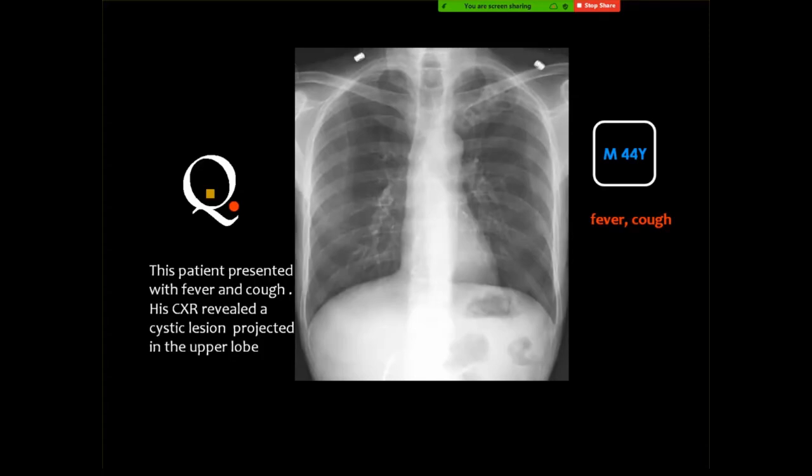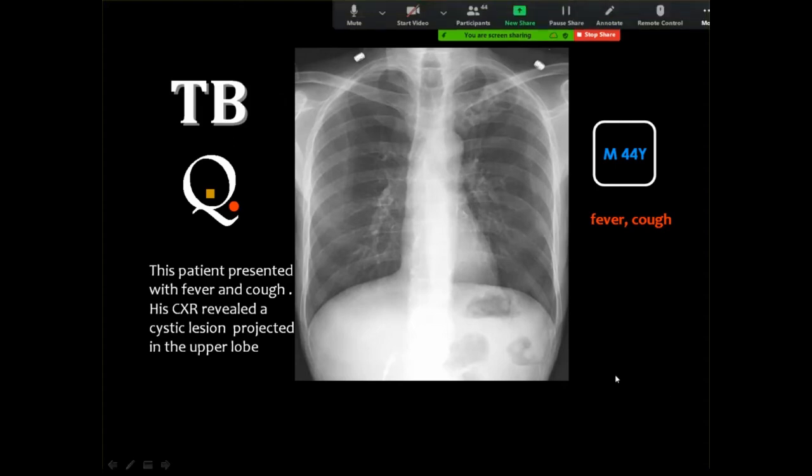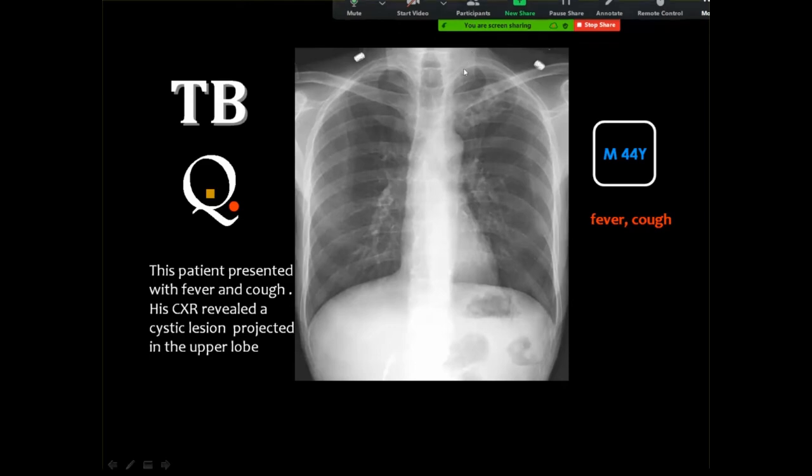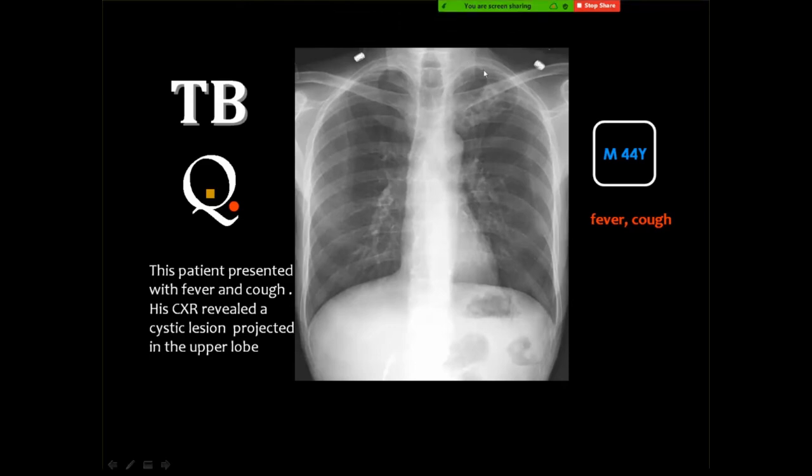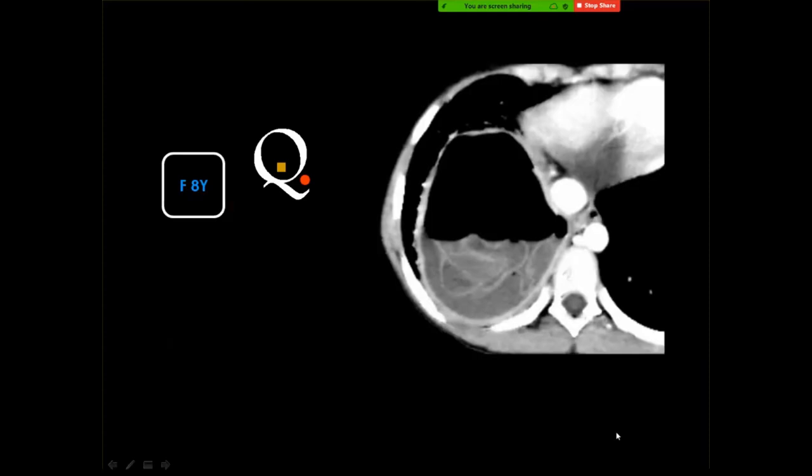Fever and cough. Pancoast tumor. TB. Please remember that Pancoast tumor is centered at the apex of the lung, and you cannot diagnose Pancoast unless you are able to see some destructive changes in the rib. You may suspect the lesion, but you are not sure unless you have this. Okay.